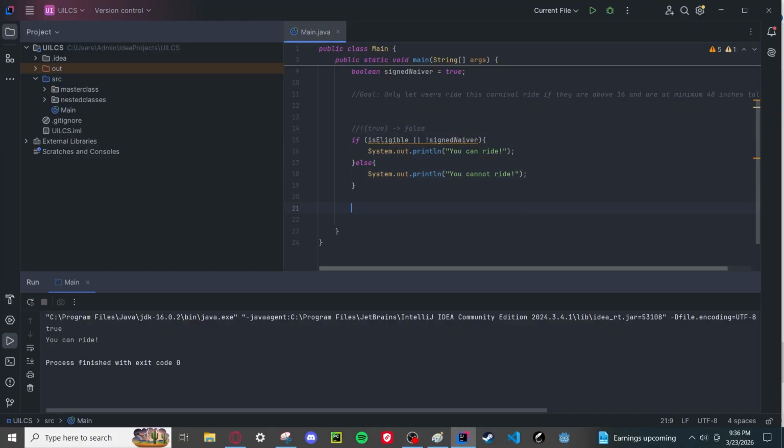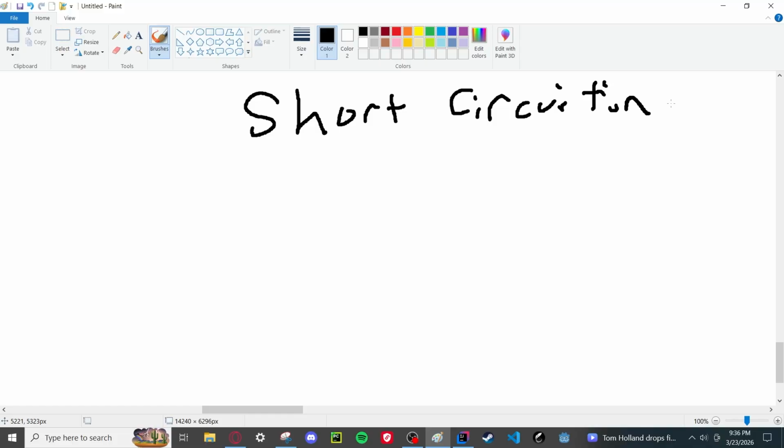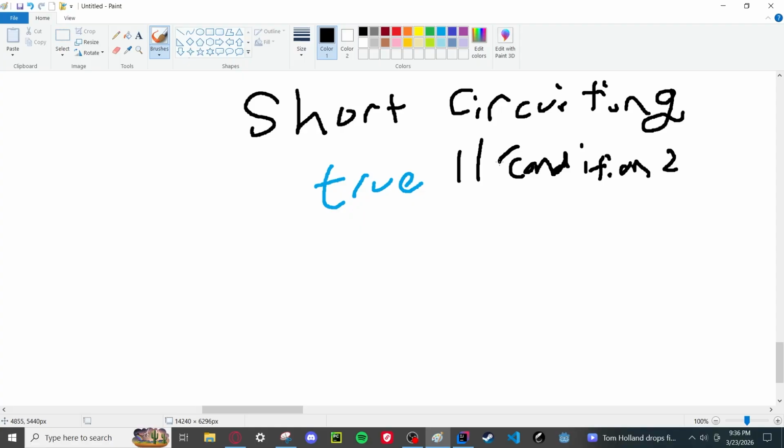And real quick, now we've covered nots and ands, we've covered ors and ands. I want to cover short circuiting. So when you have an expression like this, true or condition 2, well, Java already knows this whole thing is going to evaluate to true because you have a true here, and for or, only one of the conditions has to be true.